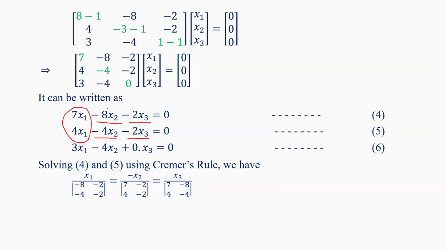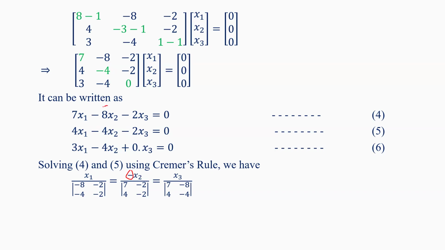So we just have to write down the coefficients of x2 and x3, which are minus 8 and minus 2. Similarly, what are the coefficients of x2 and x3 in the second equation? Minus 4 and minus 2. So this is the first term: x1 upon the determinant of the coefficient matrix of x2 and x3, which is equal to, we have written a minus sign. Why have we written the minus sign? I will discuss it. Let us first look here.